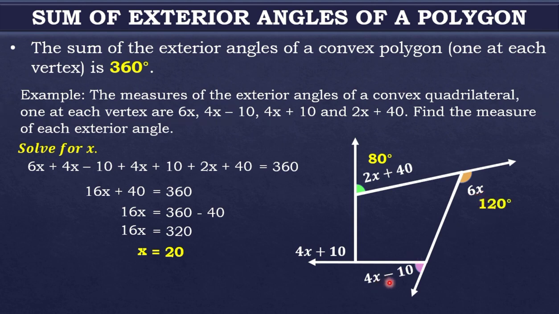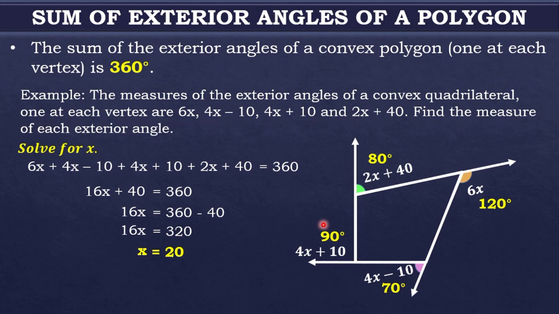And this one, this exterior angle is 4 times 20, 80. 80 minus 10, this is 70 degrees. And 4 times 20, 80 plus 10, this is 90 degrees. Now, find the measure of each exterior angle. So, we have 80 degrees, 120 degrees, 70 degrees, and 90 degrees.